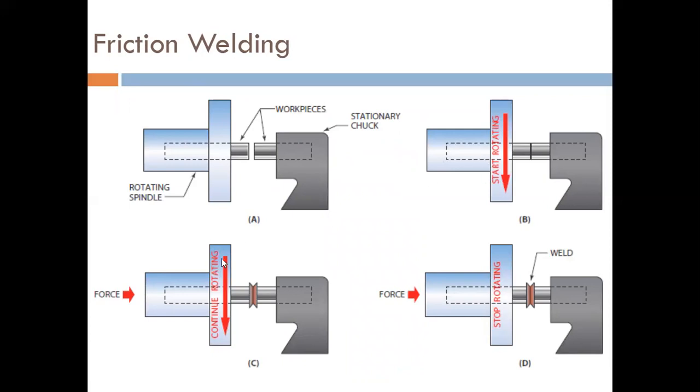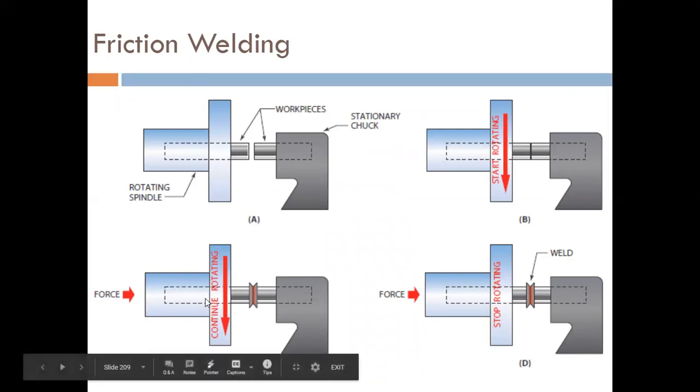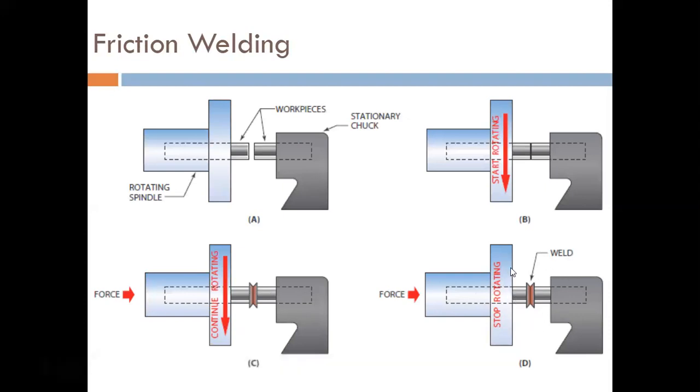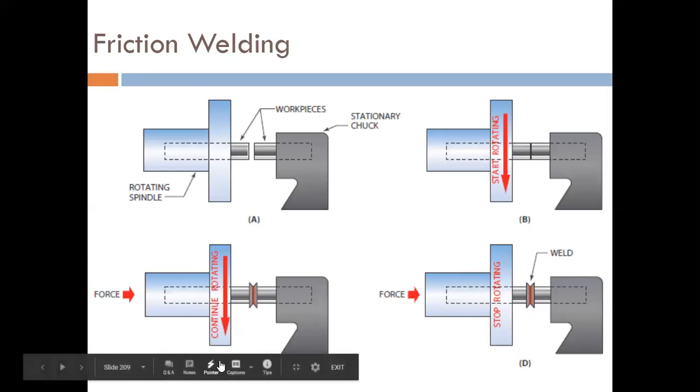Then rotation is continued and force is applied. So at this portion the application of force and heat generated can produce a weld. Then the rotation is stopped but the force is still kept applied so that the weld is produced. Initially force is applied while the rotation is continued until the heat generated is enough to weld two parts. After that the rotation of this spindle is stopped but the force is still applied. So these two components are joined.